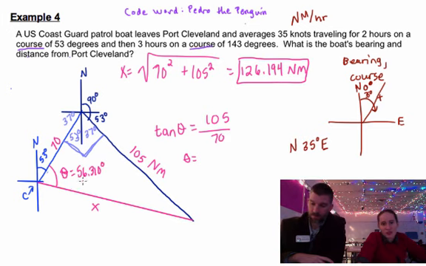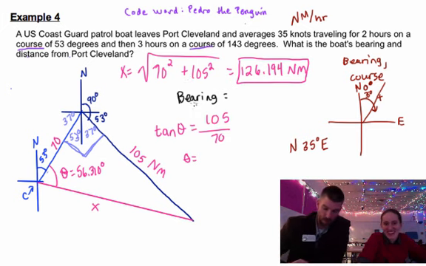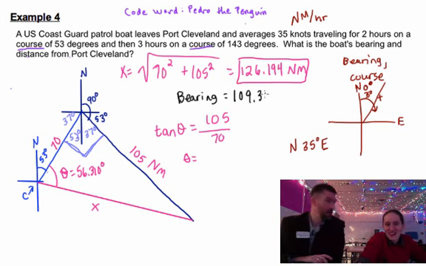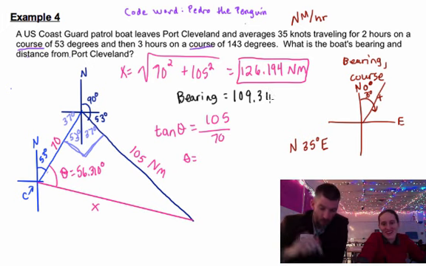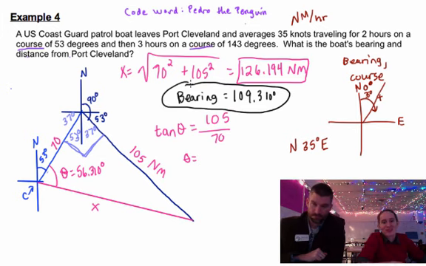All right, so 53 plus 56.31, that means that our bearing is... 109.32. Again, that's rounding at the 3rd decimal place. It rounds to 0.31. There we go. Problem done.